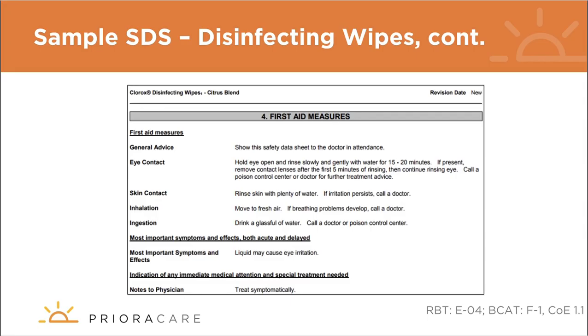For instance, if the disinfecting wipe came into contact with your eye, you should hold your eye open and rinse slowly and gently with water for 15 to 20 minutes. If present, you should remove your contact lenses after the first 5 minutes of rinsing, then continue rinsing your eye. Call a poison control center or doctor for further treatment or advice.